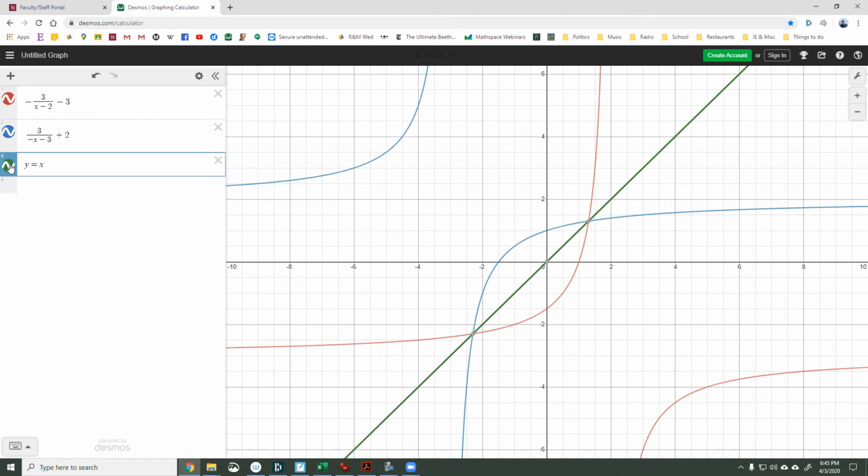So this is a really good way to check your work on a graph, particularly using Desmos since it's so easy. If you want to check your work as to whether or not two functions are inverses of one another, put them both on a graph, draw the line y equals x, and if they look like they're symmetrical, then you're in pretty good shape.